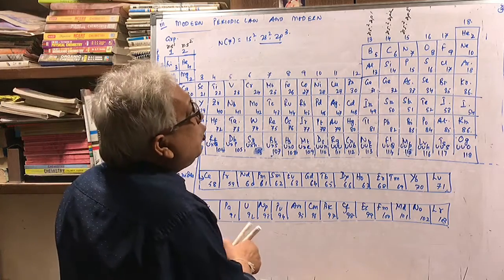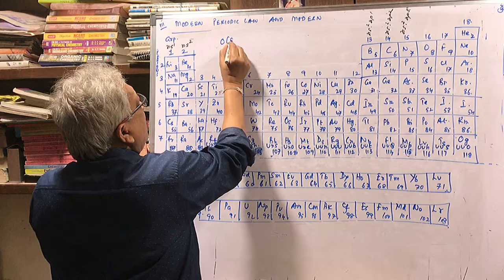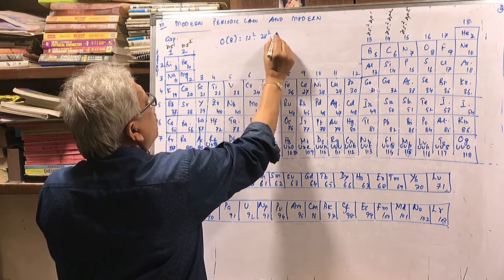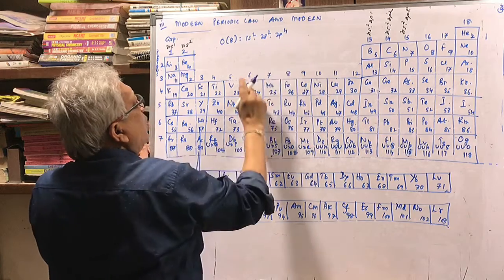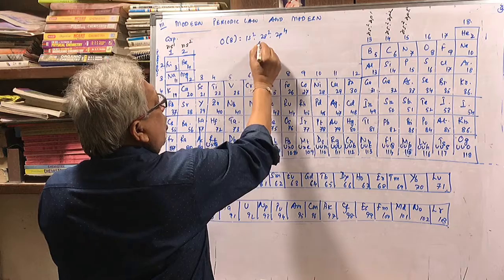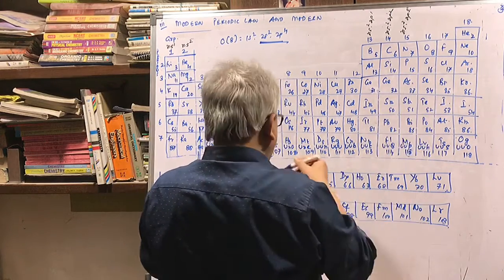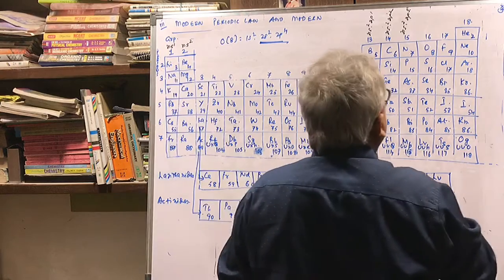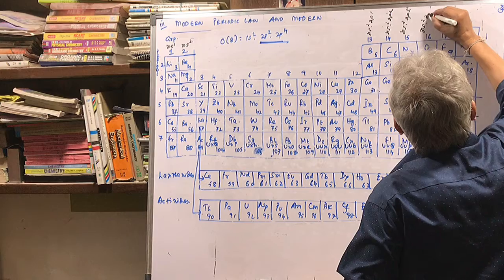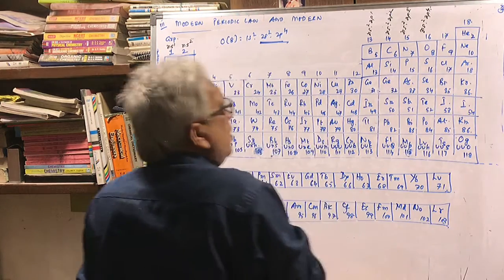Now if you see the group 16, take the case of oxygen. Oxygen, atomic number 8. So configuration will be 1s2, 2s2, 2p4. So 2 plus 2, 4 plus 4, 8 electrons. Outermost configuration is 2s2, 2p4. There will be 3s2, 3p4, 4s2, 4p4. That means common outermost configuration of group 16 will be ns2, np4.